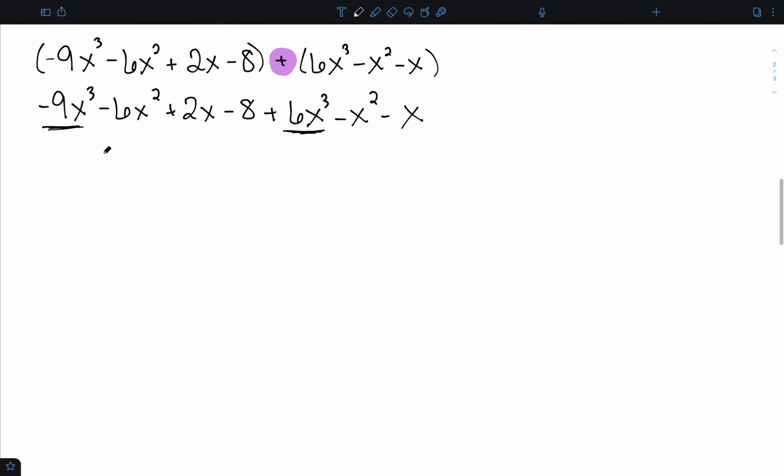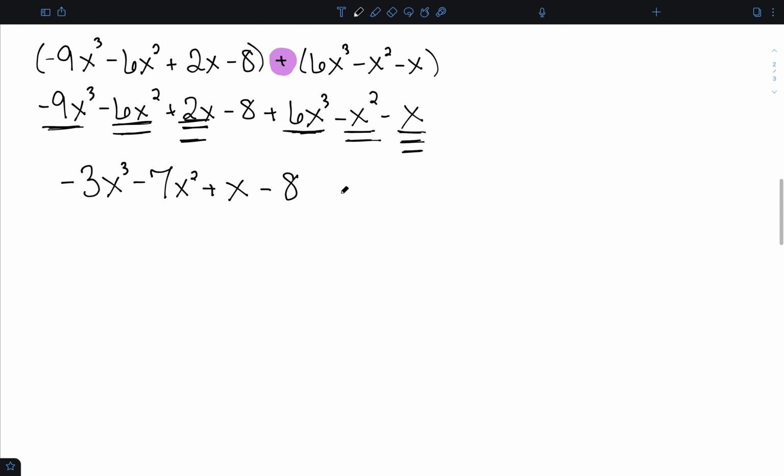I have 2 x cubed terms. Negative 9 plus 6 is negative 3, so this results in negative 3x cubed. I have 2 x squared terms. Negative 6 minus 1 is negative 7x squared. I have 2 x terms. 2x minus x is 1x. And then I have my constant term, which is negative 8. So my solution is negative 3x cubed minus 7x squared plus x minus 8.